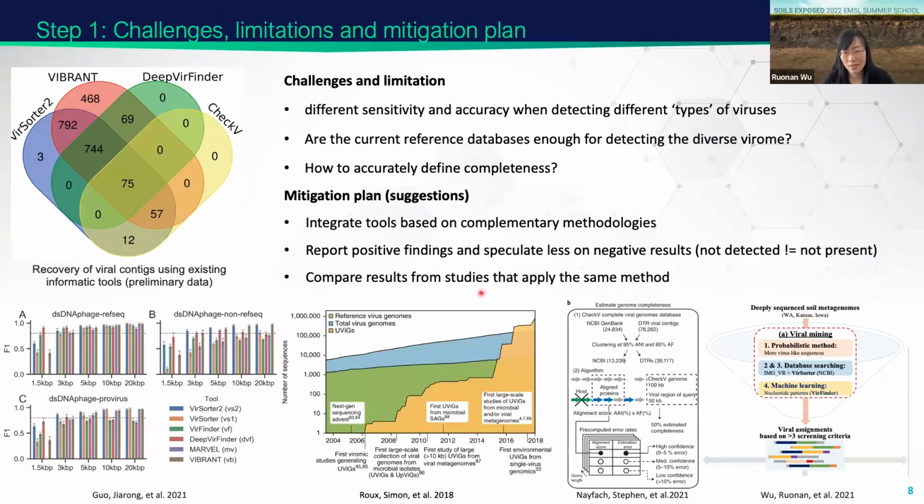And also another little suggestion is that when we explain the results, it's better to report on the positive findings and speculate less on the negative results, as not detecting a virus in the metagenome does not mean it is not present. Also, another reminder is that it's always important to compare results across studies that apply the same method. Otherwise, the results could be misleading.